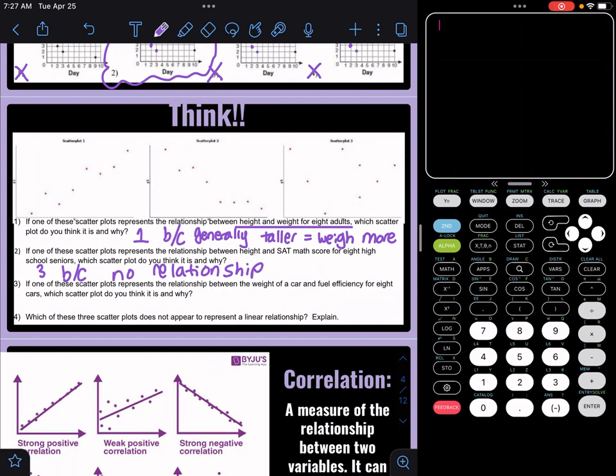Question 3. If one of these scatter plots represents the relationship between the weight of the car and the fuel efficiency for 8 cars, which scatter plot do you think it is? So this is saying, as your car weighs more, do you think your fuel efficiency would go up or down? Well, if you know anything about cars, the weight of your car would make your fuel efficiency go down, which is scatter plot 2, because more weight equals less fuel efficiency.